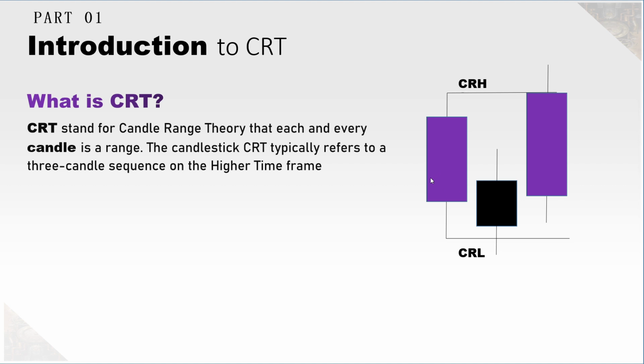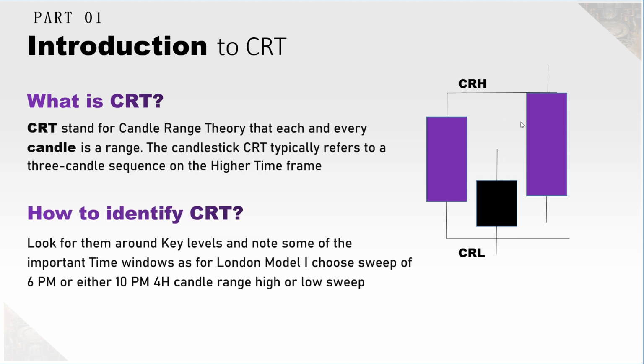So we'll be looking for specific time-based candles or 4-hour candles for CRL and CRH, candle range low and candle range high. When the market is actually taking out the low, according to the buys, then we'll be looking for bullishness in the market and we'll be taking buy positions here till CRH, right? So how to identify CRT? We'll have some of the important times in our mind. Look around key levels and note some of the important time windows.